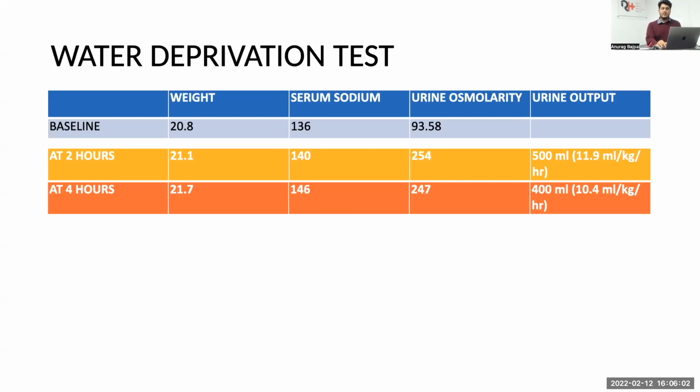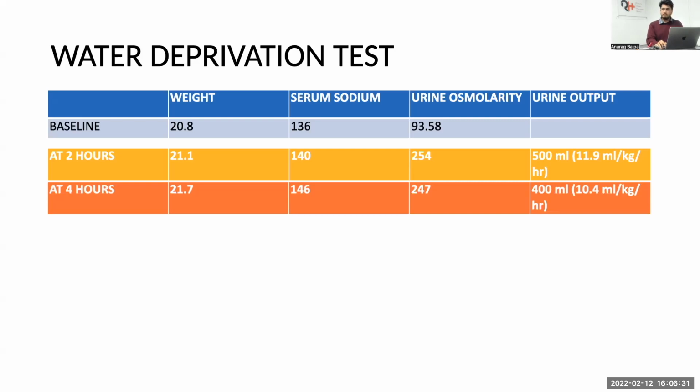Sodium went up, but there was no improvement in the urine concentration. He actually lost weight, as mentioned in the records. He passed 900 ml of urine, which is pretty large in a 4-hour period. He is losing around 12 to 13 ml per kg per hour, so he will definitely lose weight.